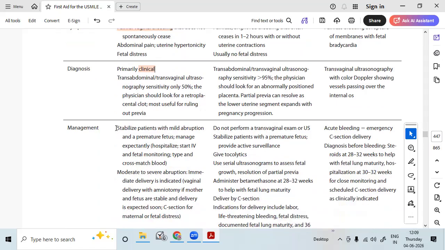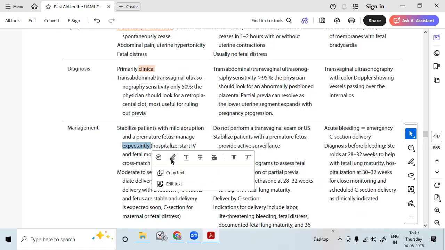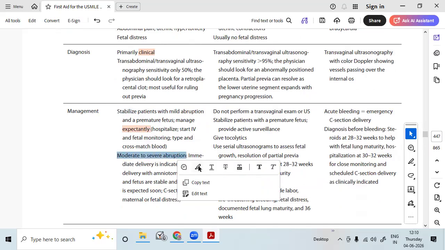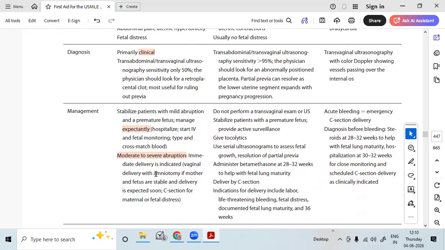Management, this is important. Somebody who has come with an abruption, you have to first stabilize the patient, especially when the patient has come with mild abruption and a premature fetus, less than 34 weeks. Manage expectantly, that is, hospitalize, start IV and fetal monitoring, type and cross-match blood. Moderate to severe abruption: immediate delivery is indicated. In this case, vaginal delivery with amniotomy if the mother and fetus are stable and delivery is expected soon. If there is no expected delivery, then you do C-section for maternal or fetal distress.